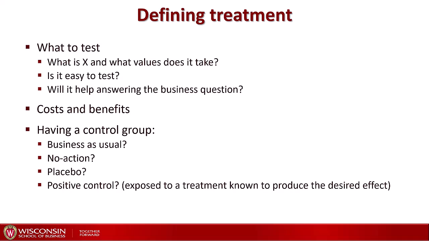For instance, if you're trying to decide if you should hold events for alumni, ideally you would want X to be whether you hold an event or not. But in that case, not holding an event might make you lose a lot of money in donations. So maybe you can instead choose whether you invite someone or not to the event. That is a very different treatment. Is it easier to test? Certainly. Will it help clearly answering the business question? It's not so clear. So you might look for better approaches.